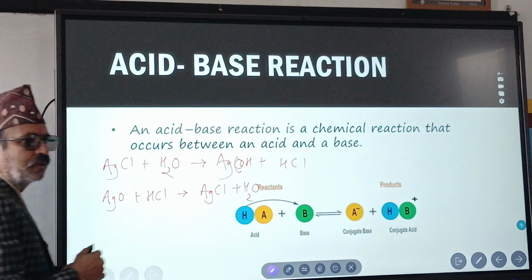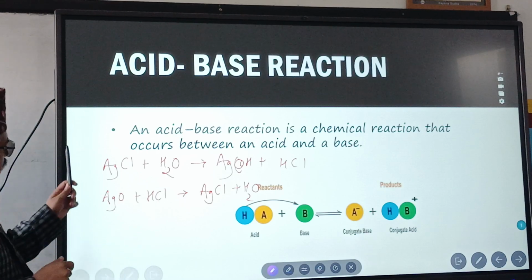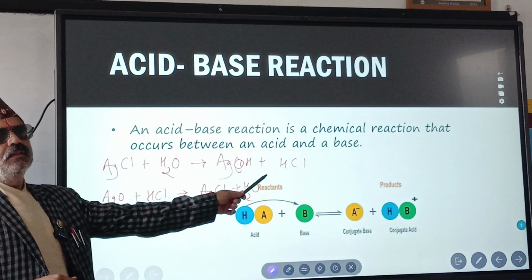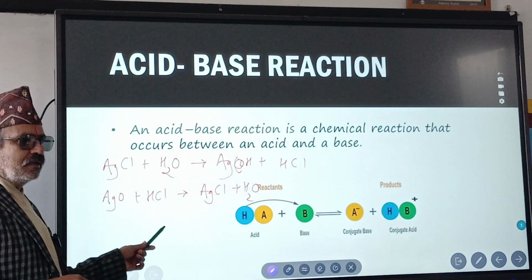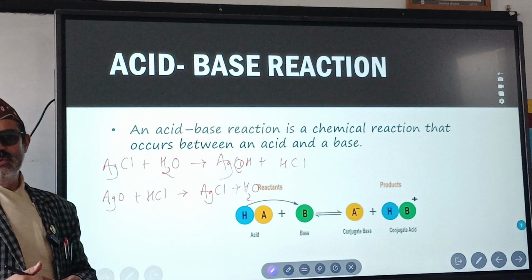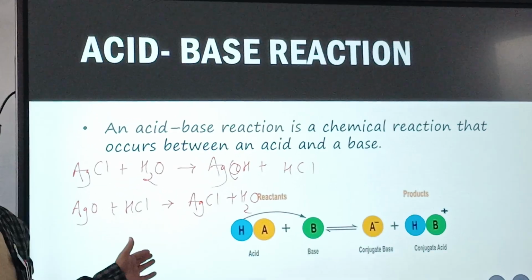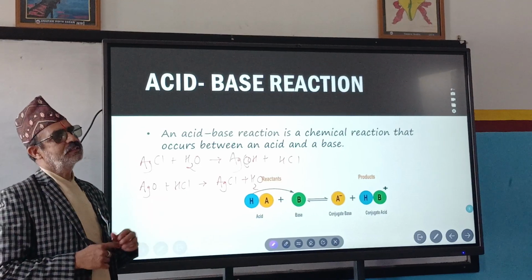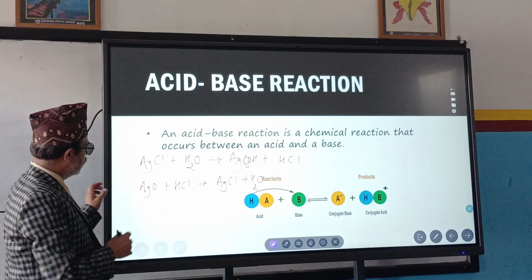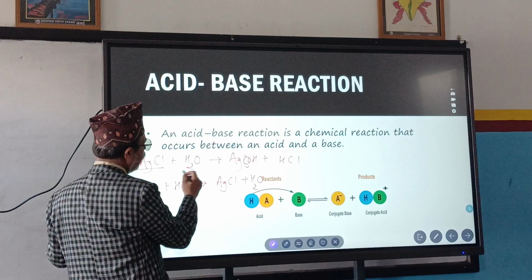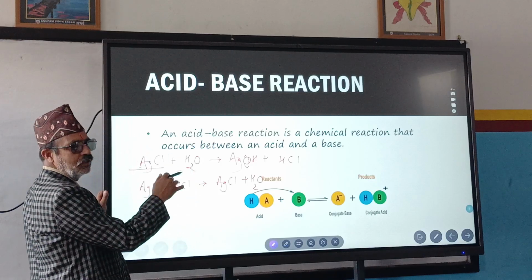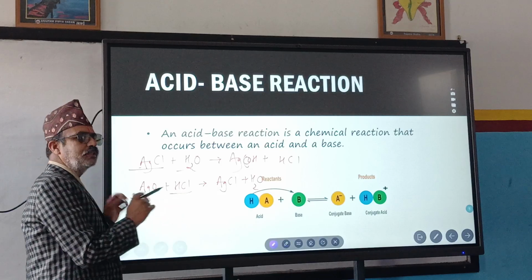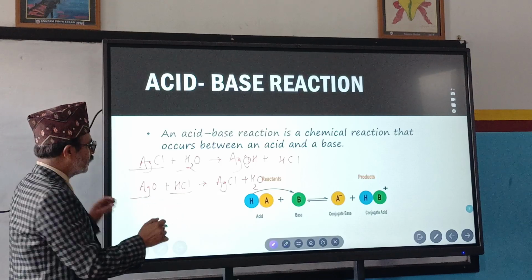Two things are here. What are they? AgOH plus HCl gives AgCl plus H2O. These are double displacement reactions, but one is an acid base reaction. Which one do you think is the acid base reaction? Here is silver chloride and water. So this is a double displacement reaction. AgOH plus HCl is also a double displacement reaction, but here is an acid.